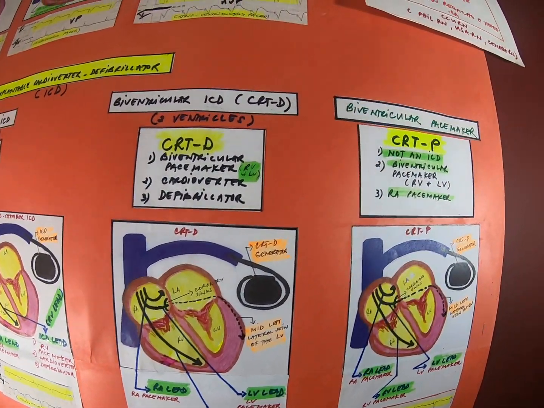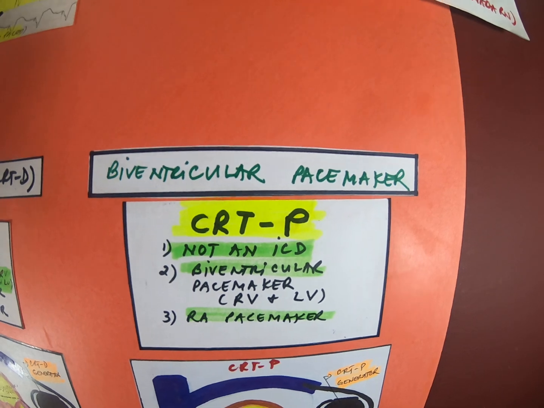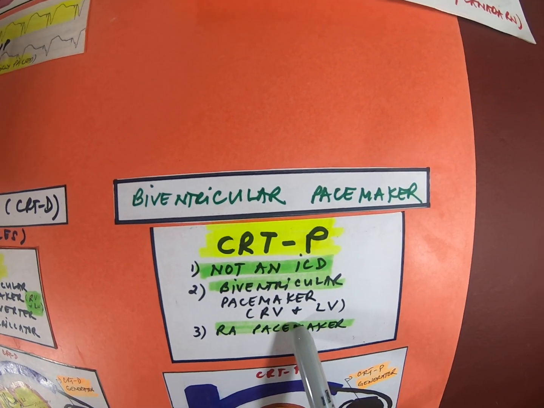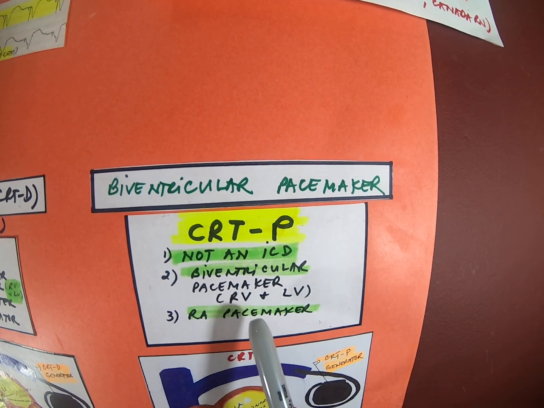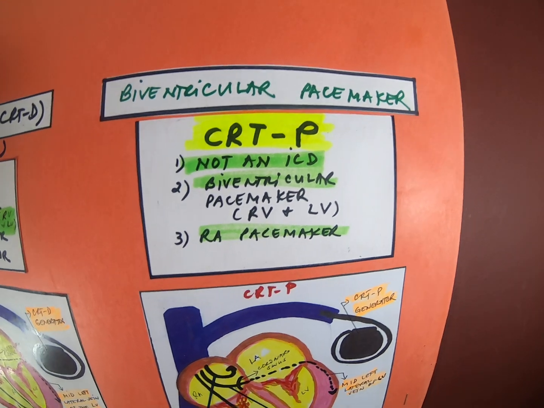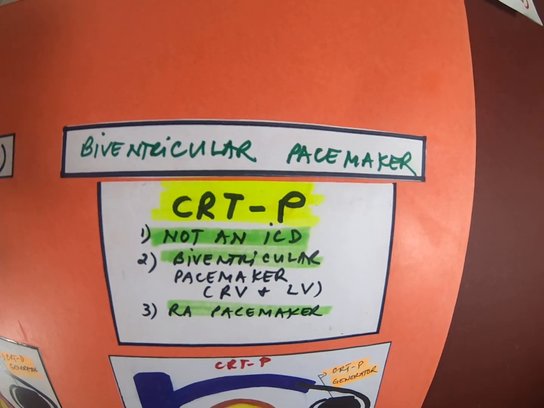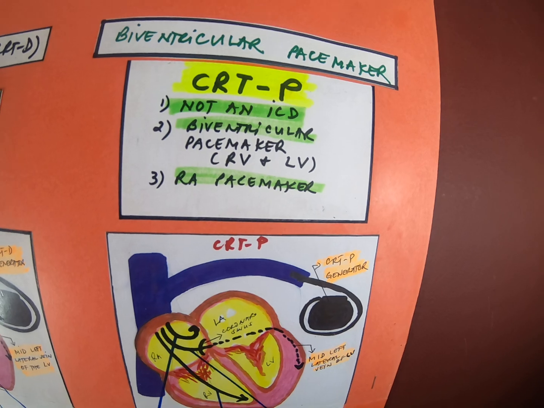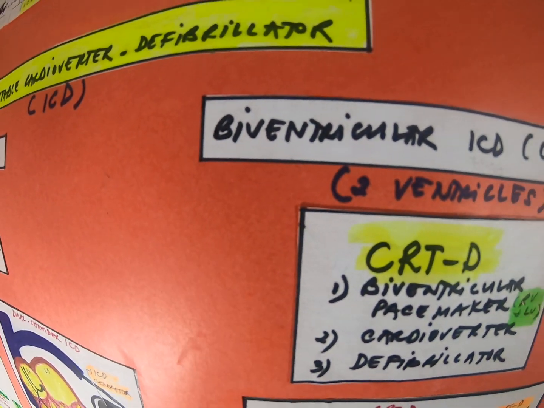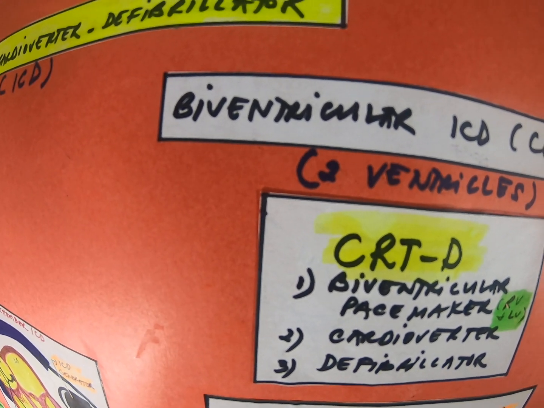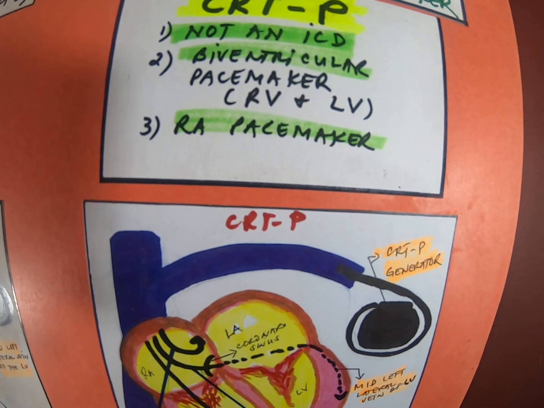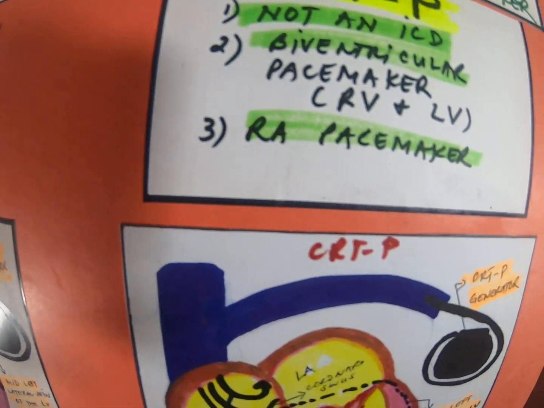Okay, now we have also a biventricular pacemaker. It has nothing to do with cardioversion or defibrillation. It is not an ICD, but it also has a biventricular pacemaker, the right ventricle and the left ventricle, and there's also a right atrial pacemaker. I just included this because this is also a biventricular pacemaker. So we call it the CRT-P. The CRT-D is the cardiac resynchronization therapy defibrillator, and the CRT-P is the cardiac resynchronization therapy pacemaker.